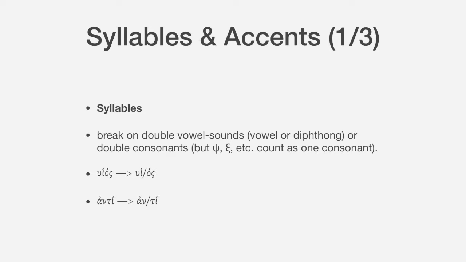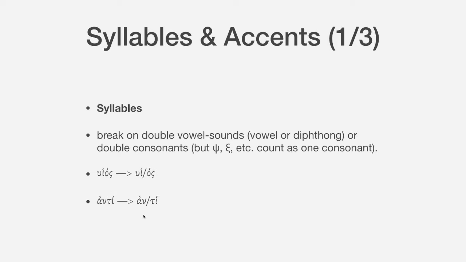So if you have two vowels together that are not a diphthong, or if you have a vowel and a diphthong together. So let's take a look at these examples. You've got huios, which is broken up as hui and os, because you've got diphthong, vowel. So when you look at this word, you've got three vowel letters in a row, but two vowel sounds. You break up the vowel sounds. In the next example, you have two consonants that are together, nu and tau. That's where you break the syllables.